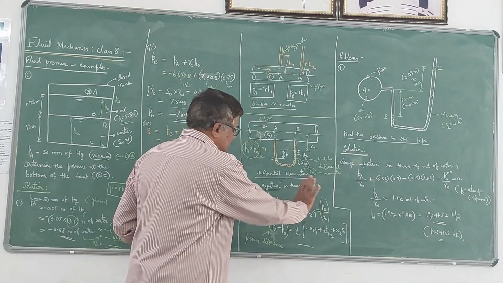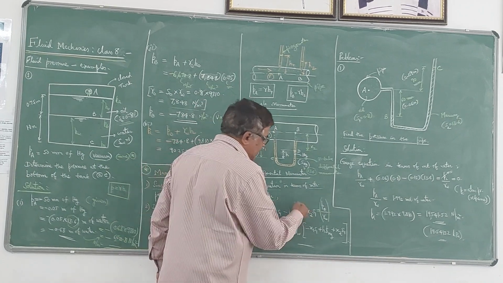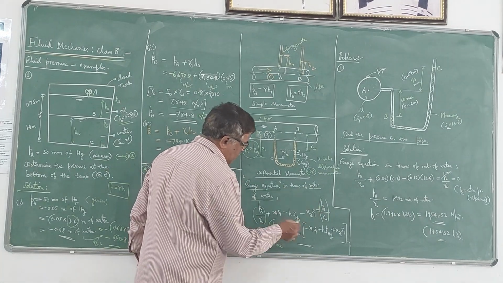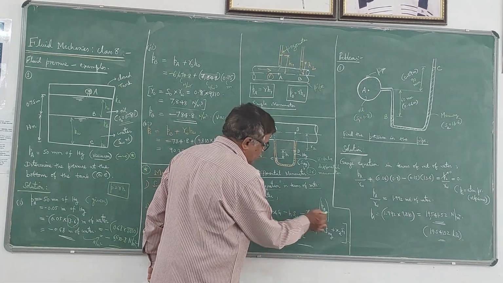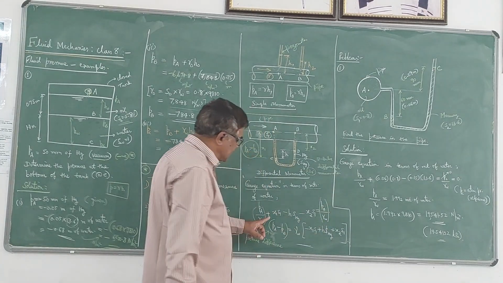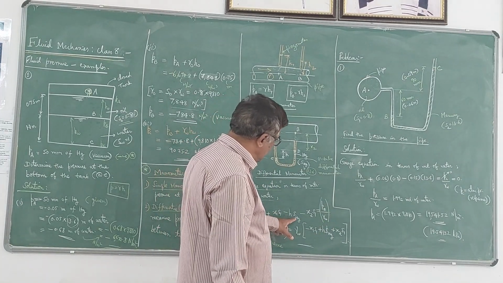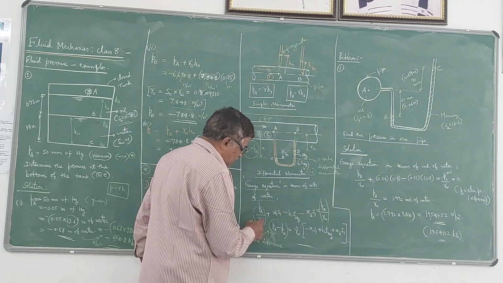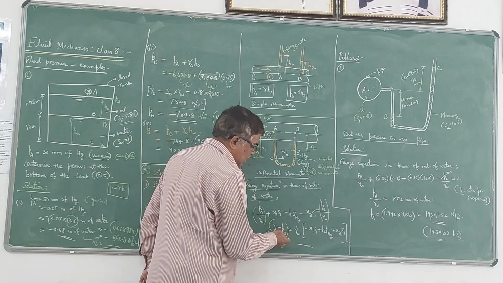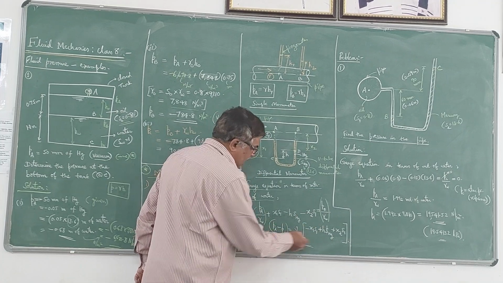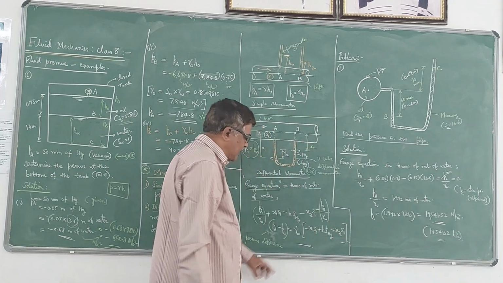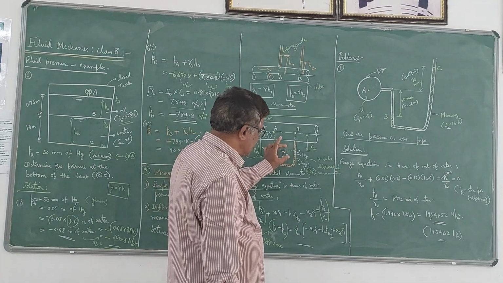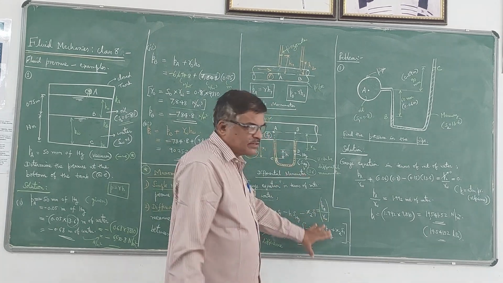Now once you write the gauge equation, you can rearrange these terms. PA by gamma W minus PB by gamma W is equal to, all these terms become negative when they go to the right side, minus x1 S1 plus h into SHG plus x2 into S1. Then the gamma W term you can also bring to the RHS. So this is the expression. You will be knowing all these values, x1, S1, x2, SHG, h.